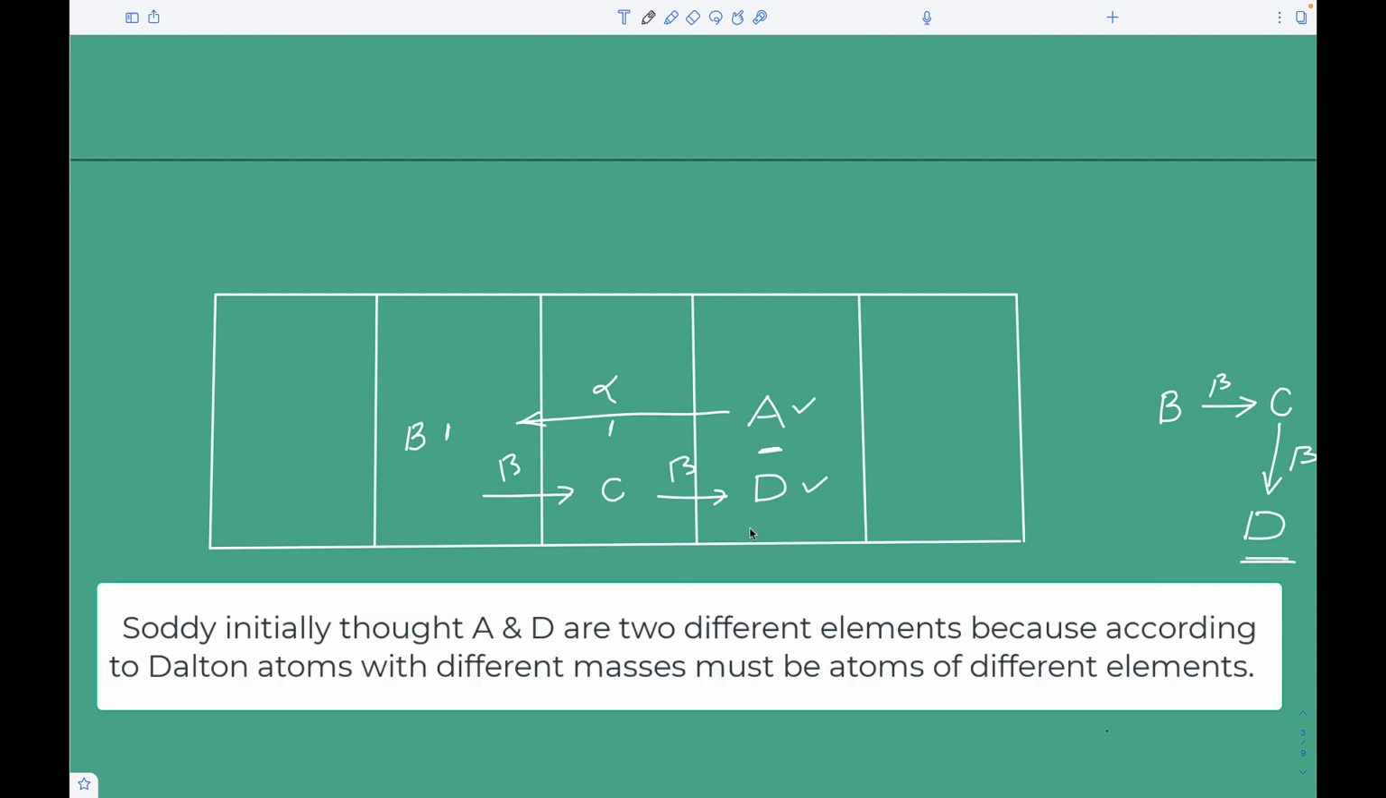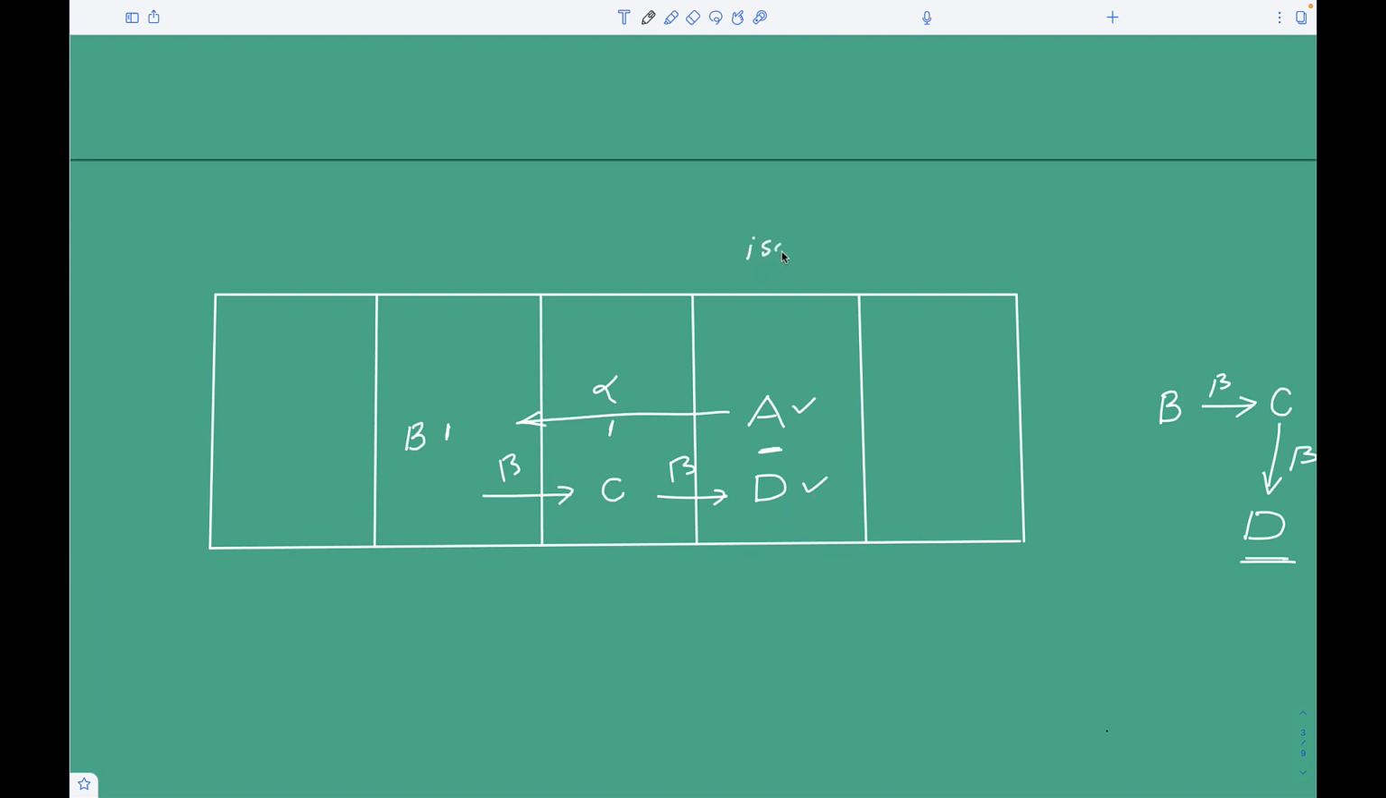So Frederick Soddy, who was studying radioactive substances, thought that A and D are two entirely different elements with different atomic weights but identical chemical properties. That is why he called them isotopes. Iso means same, topos means location. Same location, where? In the periodic table.